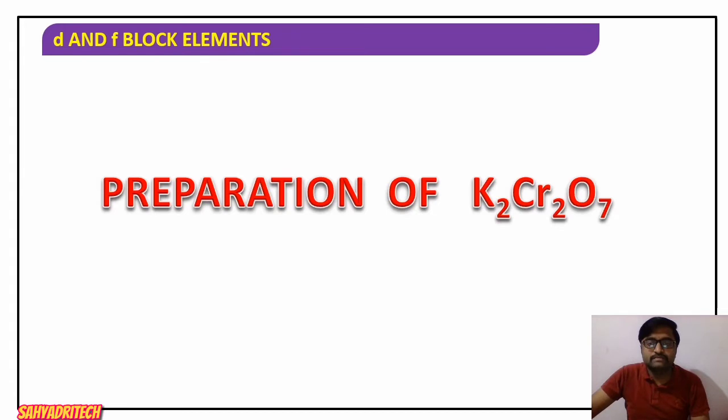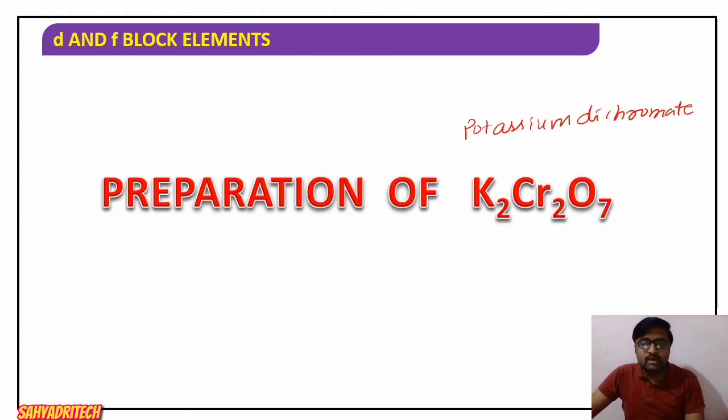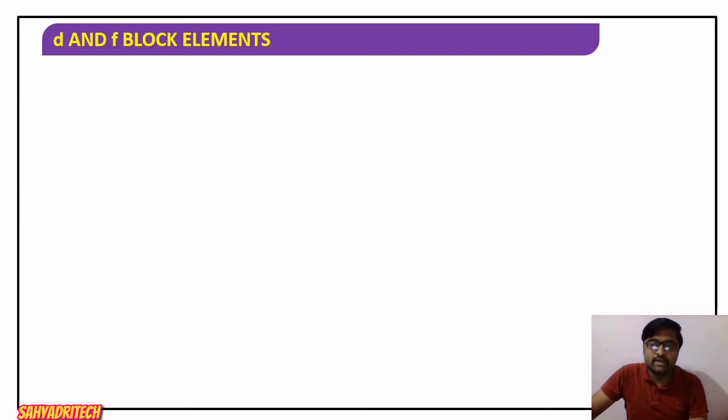Potassium dichromate is one of the compounds of the d block, or I can say a 3d series element. In this session, we try to understand the preparation of potassium dichromate. Well, K2Cr2O7 is the formula.